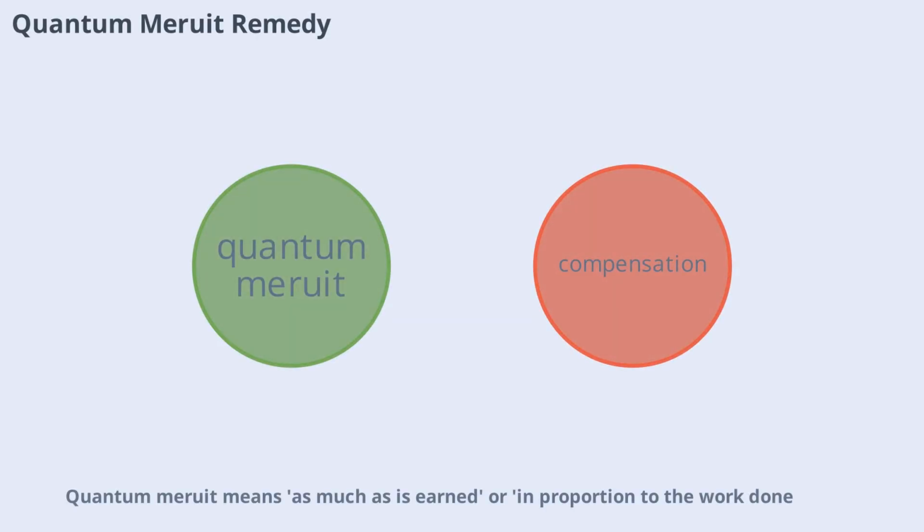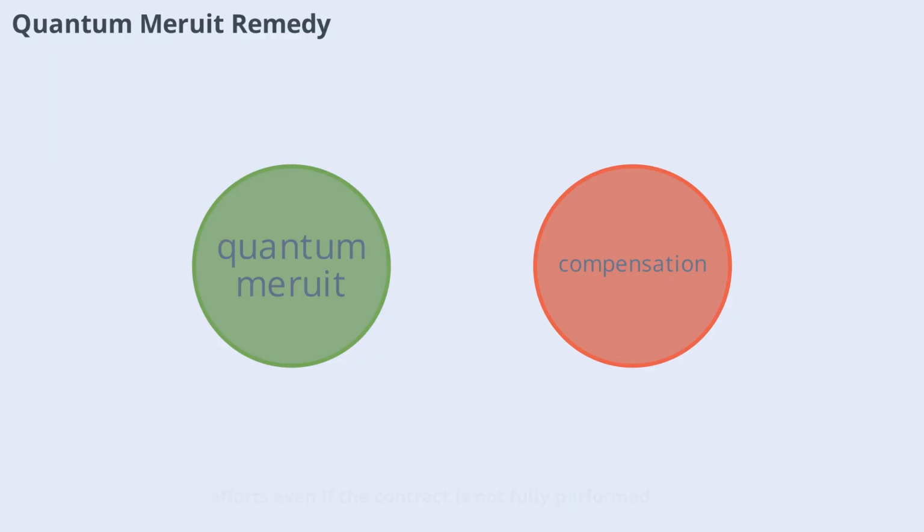Quantum meruit means as much as is earned or in proportion to the work done. This remedy arises when a contract is partially performed and then breached or becomes void. The aggrieved party can claim reasonable compensation for the work done, either alone or in addition to damages. Quantum meruit ensures parties are paid for their efforts even if the contract is not fully performed.